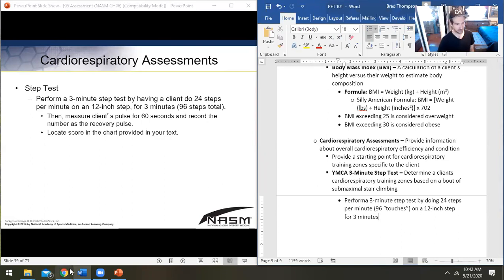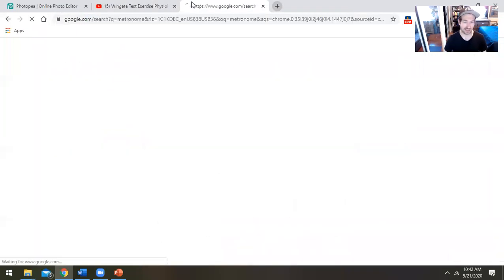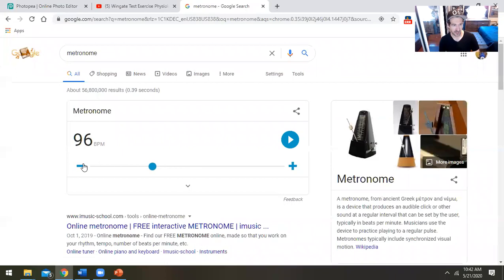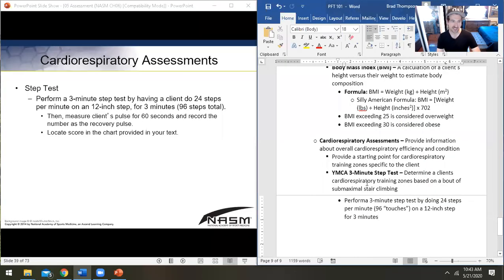If you go to Google, you can actually just type in metronome. It actually has one built into Google. Just turn it to 96. Now, this is not 12 inches, but we're going to do this for 3 minutes, okay? And you're going to try and keep it on pace. And I will turn that off because surely people are going crazy by now. So that is your 3-minute step test.